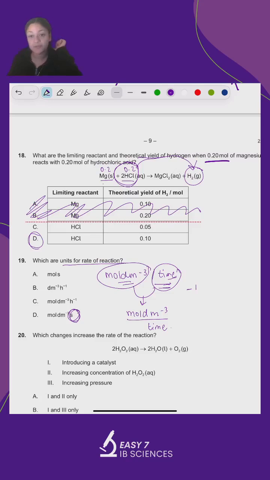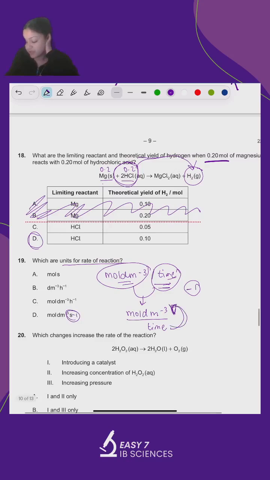When you bring your denominator up to your numerator, you have to make sure that you add a -1 to that exponent. That's what you want to do. The reason why D is incorrect, even though you might have seen D so many times in your studying, is because it's missing that -1. It has to have that -1 because we're putting it in the numerator. Therefore, we have to add that negative exponent. That's why this is incorrect, and C is correct.